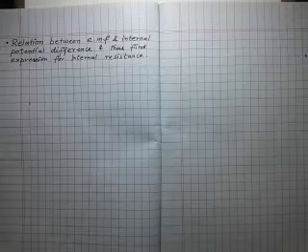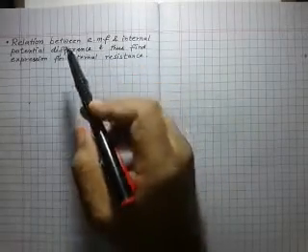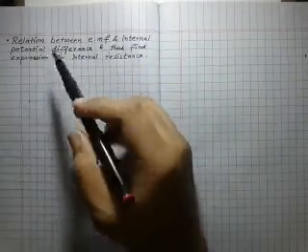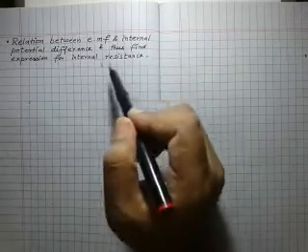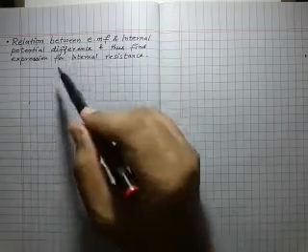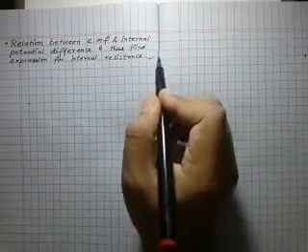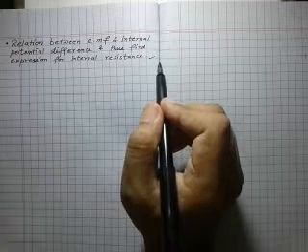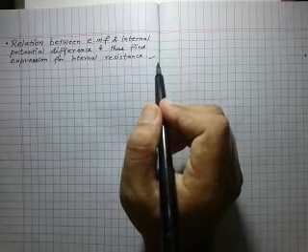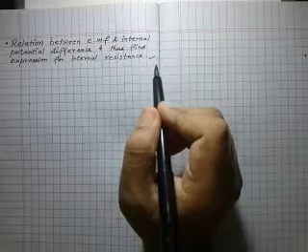In this video, we are going to discuss the relation between EMF and the terminal potential difference. We'll find this relation between the EMF and the terminal potential difference, and thus we'll find out the expression for the internal resistance. So first we'll consider a cell, a cell of EMF E and internal resistance r.